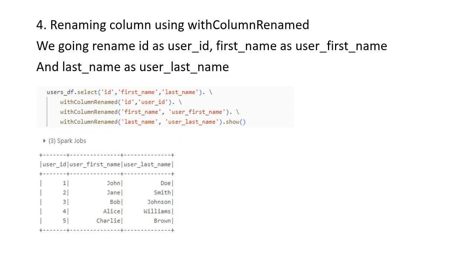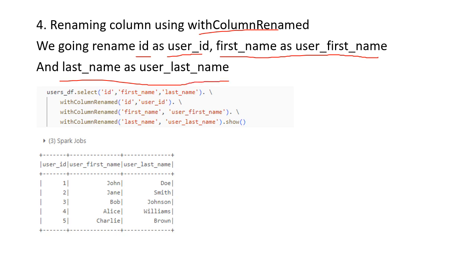Next, we're going to see how to rename a column using withColumnRenamed. Earlier we have seen multiple ways to create a new column. Now, if you want to rename an existing column, we can do that with the help of withColumnRenamed. So I'm going to rename id as user_id, first name as user_first_name, and last name as user_last_name.